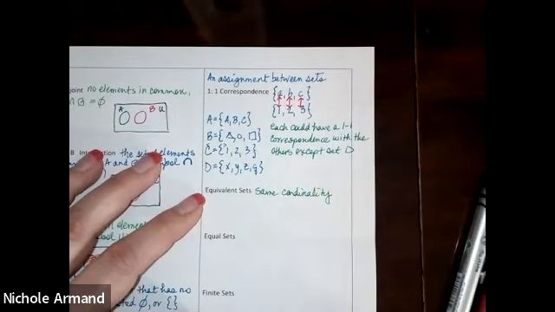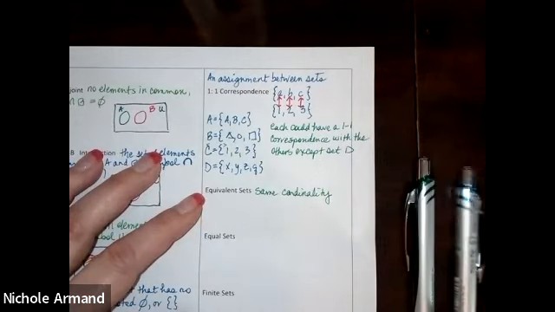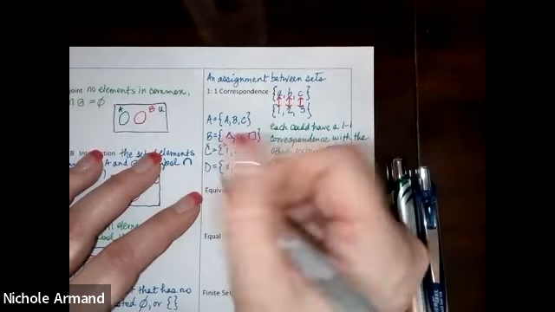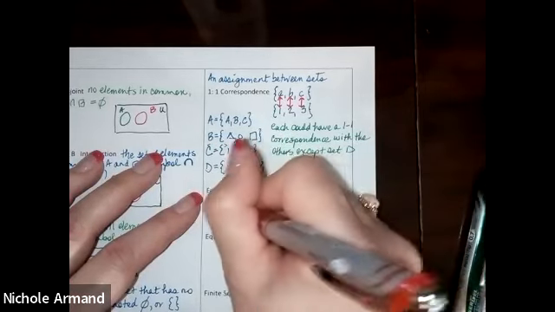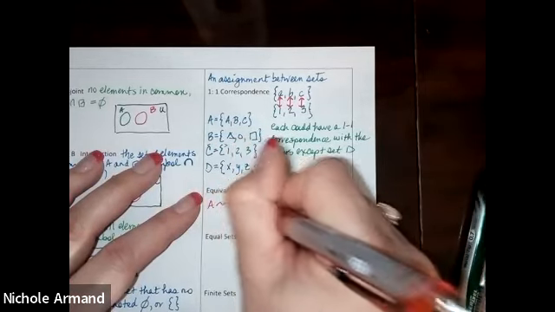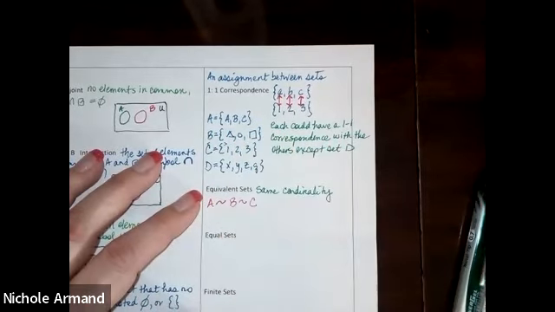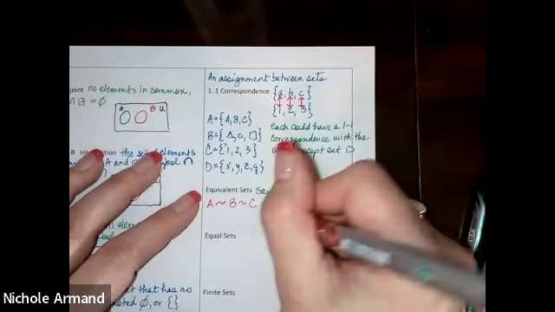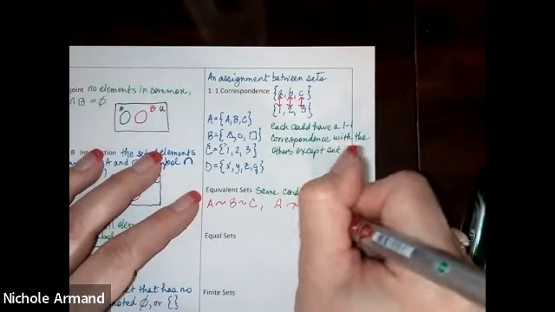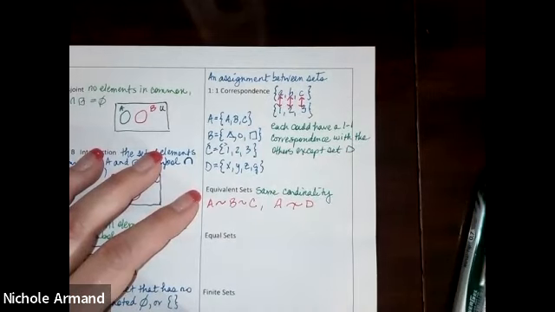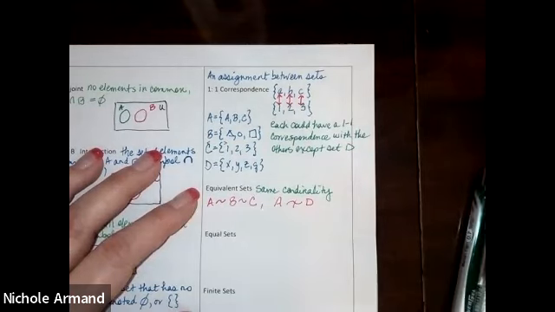So we can say that the set A is equivalent to the set B, which is equivalent to the set C, but not D. And we can also say that they match.